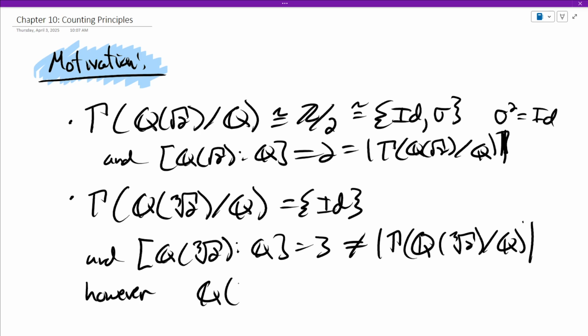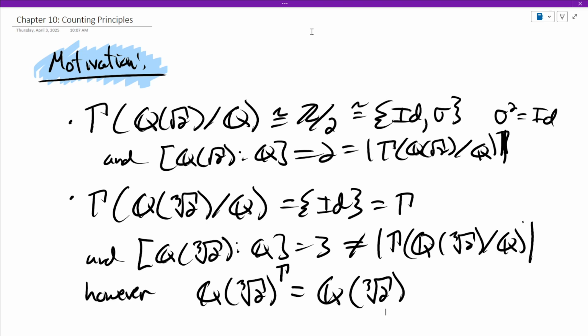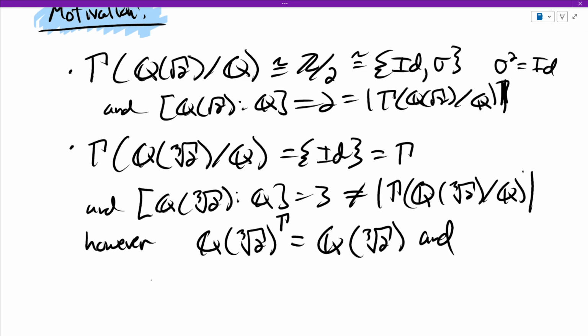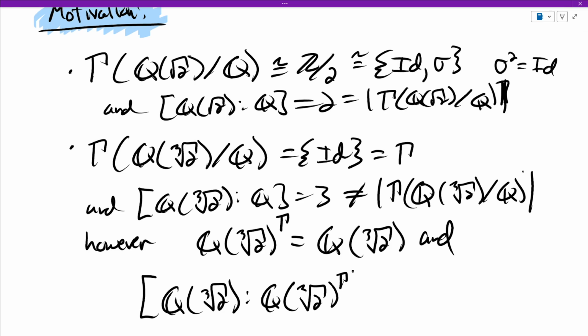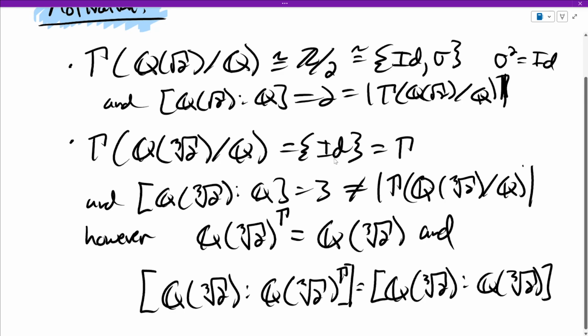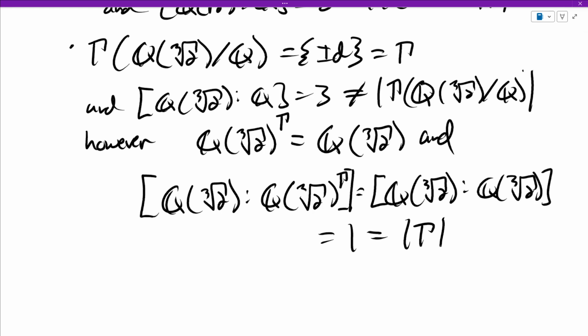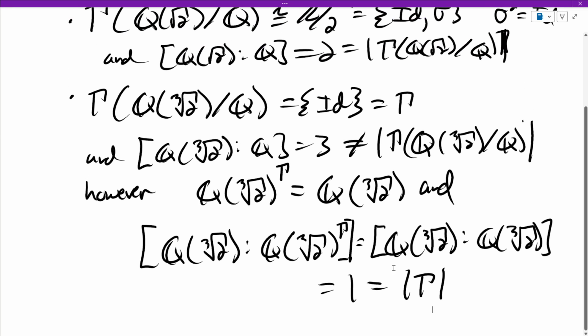However, if we compute the fixed field, I'm just going to call this Galois group gamma for now, because I don't want to write that each time. If we compute the fixed field of gamma, what does the identity fix? The identity fixes everything. And if we compute the degree of Q adjoin cube root of 2 over the fixed field, well, everything is fixed by gamma. So this is just the degree of Q adjoin the cube root of 2 over Q adjoin the cube root of 2. And it's the same field, right? So that's a 1, which is the order of the Galois group.